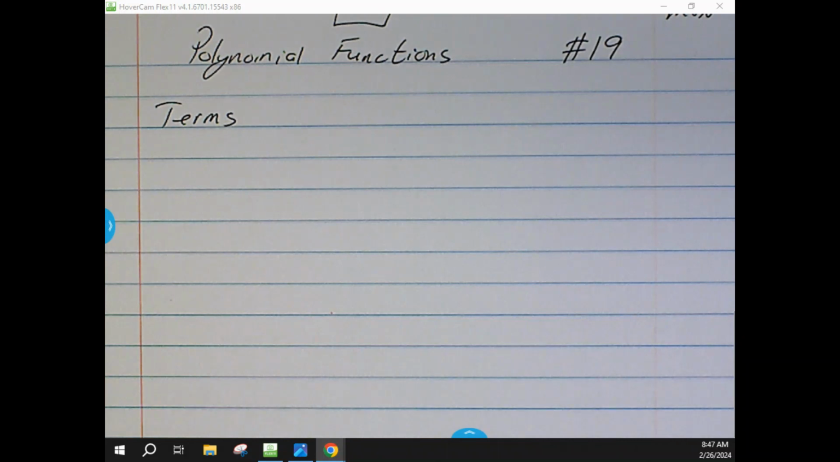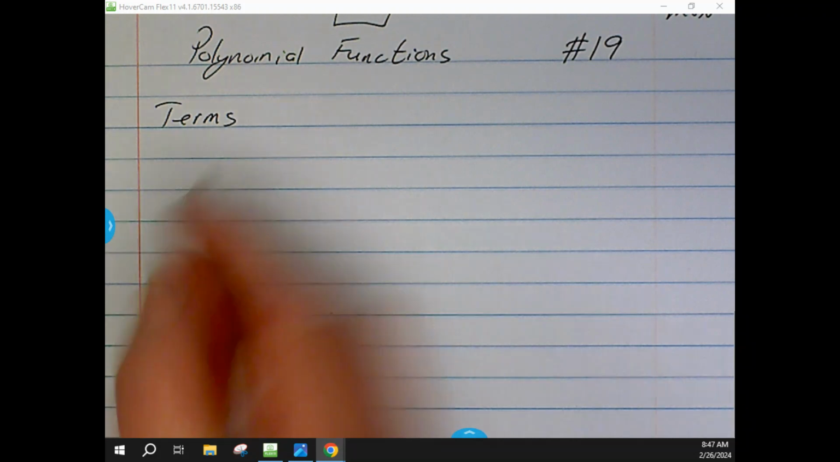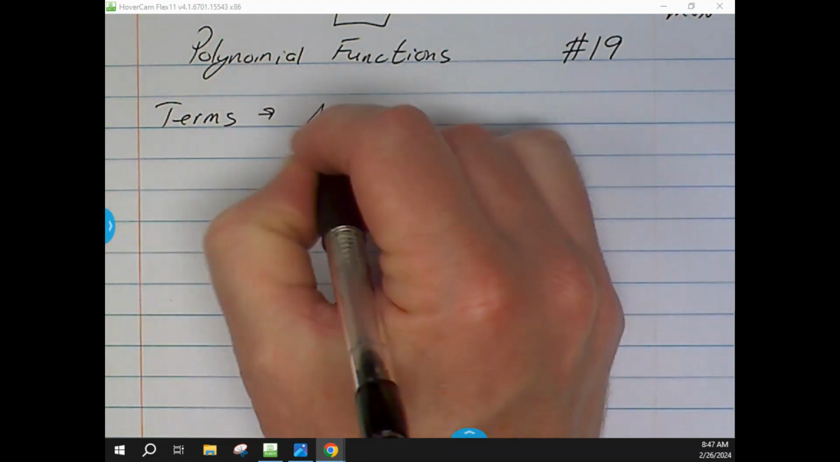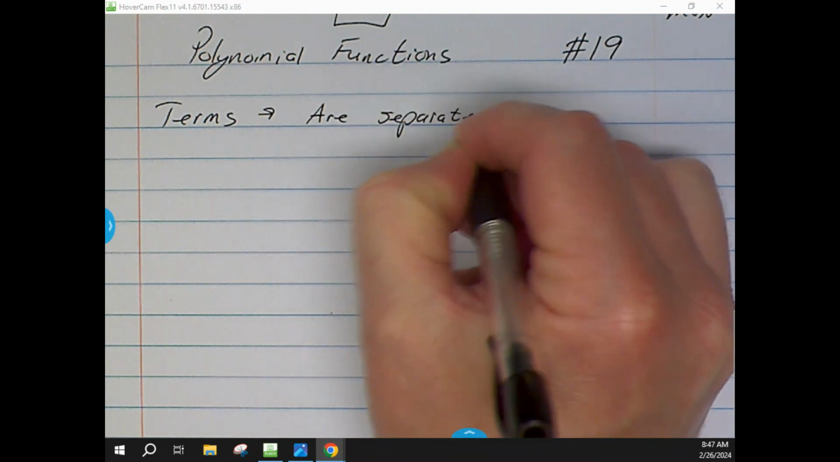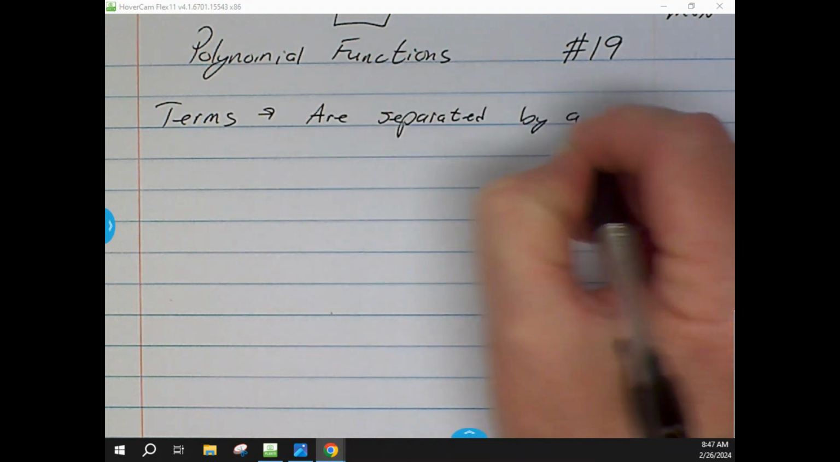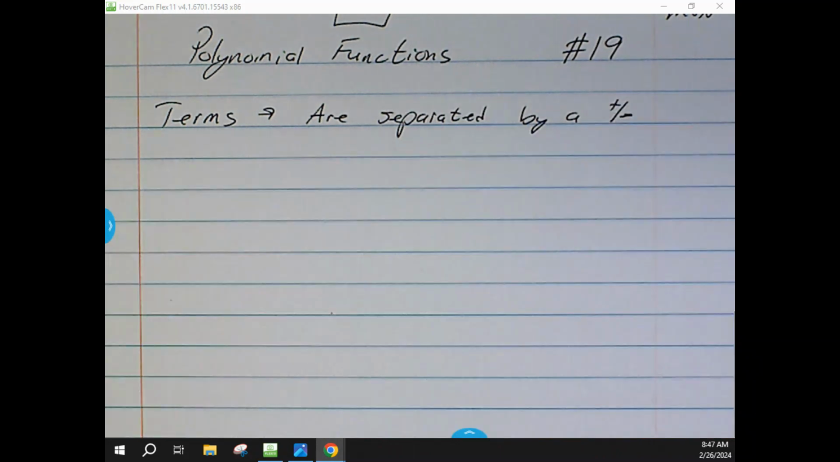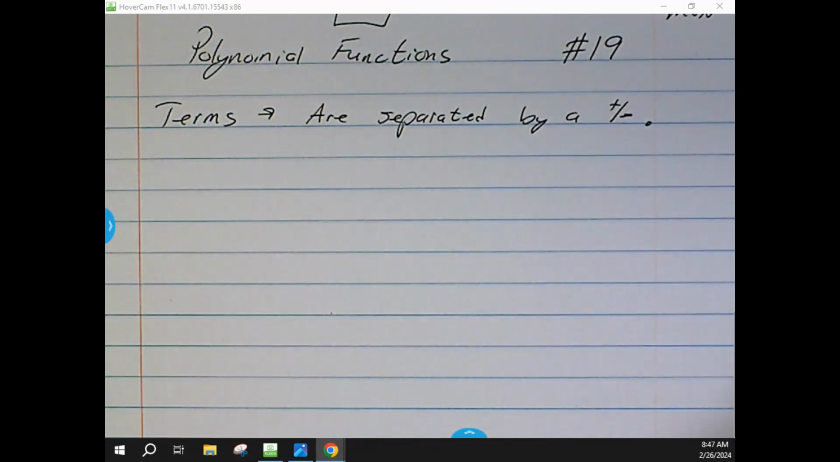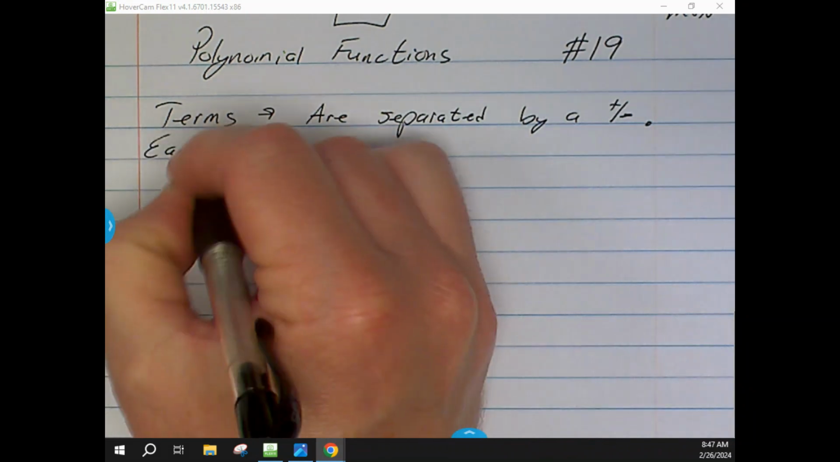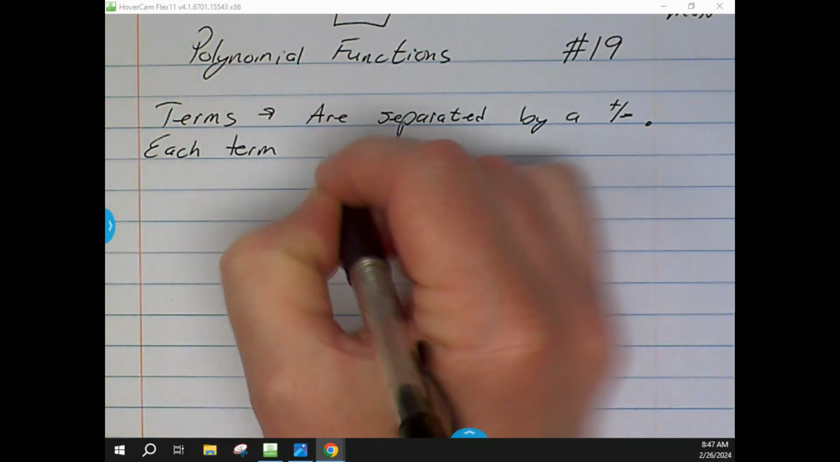Just remember, when we're talking about a lot of the polynomial functions on this, we're going to be talking about the terms and the amount of terms and how the terms are set up for this part. Just remember, terms are separated by a plus or a minus. And just remember that each term has a different variable power.